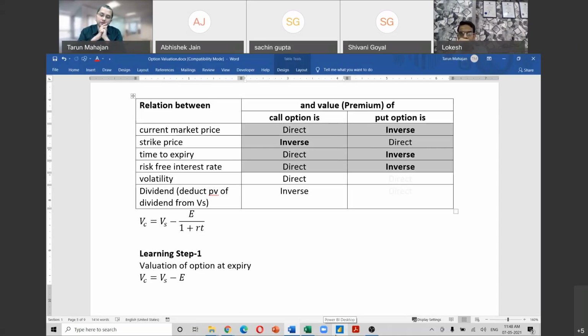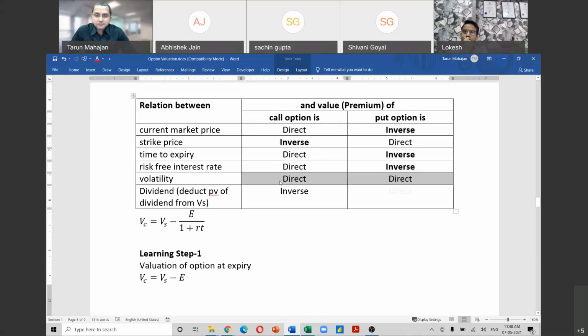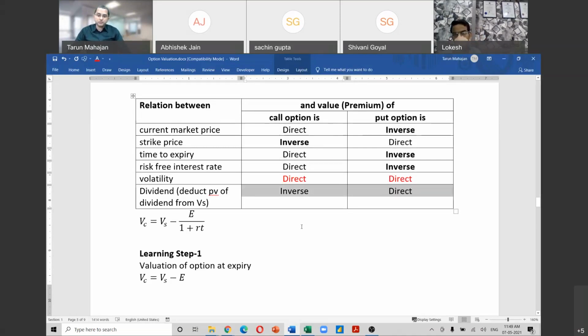You just memorize the call option, and for the put option, just do the reverse. You need not memorize it separately. Then as far as volatility is concerned, both put and call options have a direct relationship. Because if you are the option writer, whether it is a call option or a put option, if the share is more volatile, you may have to suffer more loss. Hence, you will ask for more premium. This is the only item where both call and put behave in the same manner. Otherwise, for all other inputs, the put option behaves in a reverse manner as compared to the call option.